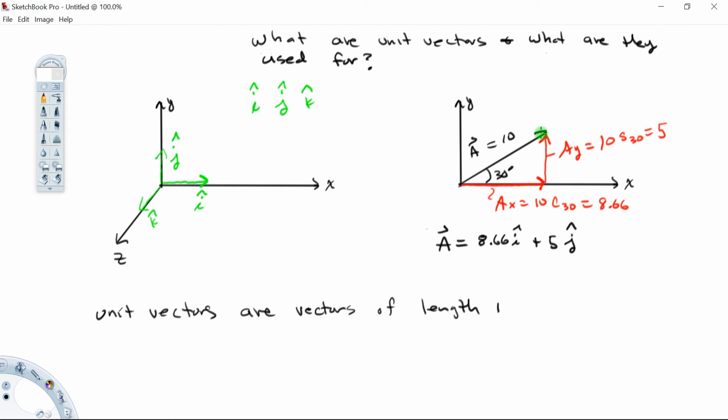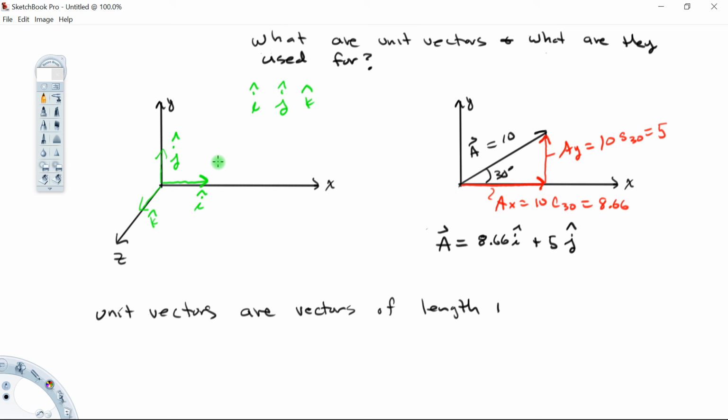So the intention of this video is just to answer the question of what unit vectors are and what they're used for. So they're vectors of length 1. These are some examples of unit vectors, but again, there's others. You can actually define a unit vector in any direction you want. And I'll make another video about how you find unit vectors in various directions. But i, j, and k are probably the 3 most common. You'll see them in lots of math, physics, and engineering texts.